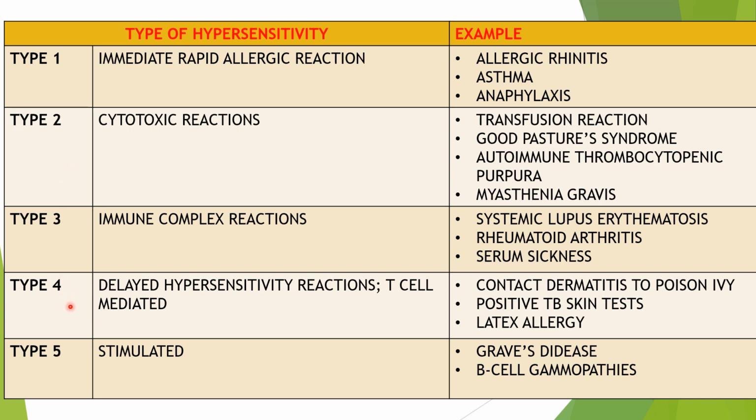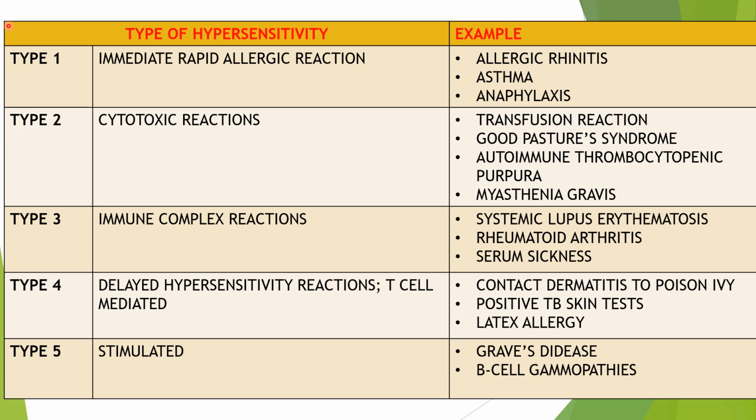Type 4 is delayed hypersensitivity reactions or T cell mediated. Contact dermatitis to poison ivy, positive TB skin test and latex allergy come under type 4. And type 5 is stimulated. Graves' disease and B cell gammopathies we can see in type 5. Let's see a little more detail about these types of hypersensitivities.